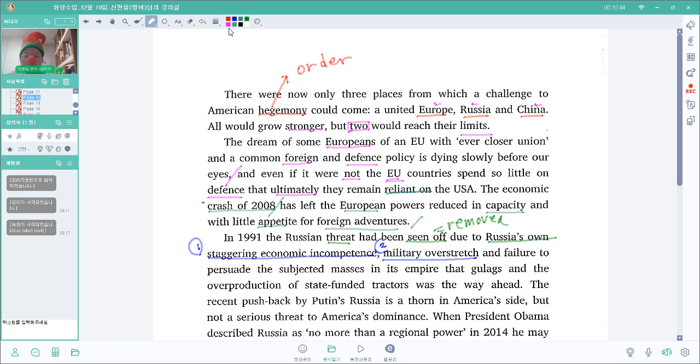Russia always wanted a warm port area, so they wanted to stretch over to other foreign territory militarily, but they did it too much and failed. And the third reason is failure to persuade the subject masses. Subject masses are the citizens, maybe the Russian citizens. They failed to persuade the citizens in the empire. A gulag is a prison camp. The Russian government used to send people who opposed Russian political idealism to gulags, and they oppressed other people. So people didn't really trust the Russian government. Because of gulags and the overproduction of state-funded tractors.